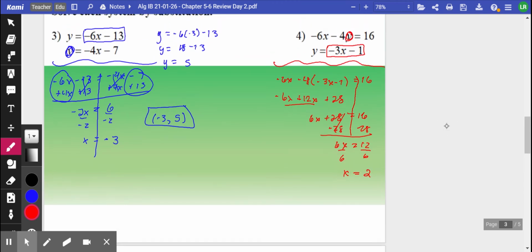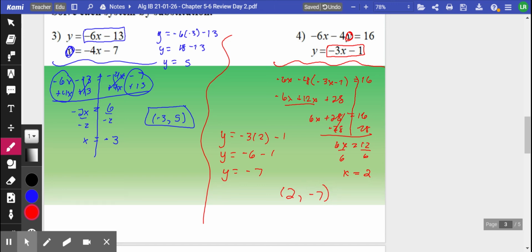Now, when I plug this back in, I want to make sure I use the solved one. Remember, it technically doesn't matter as long as you put it in for an x, but the solved one's going to be the easier one to deal with. So I would have y equals negative 3 times 2 minus 1. Negative 3 times 2 is negative 6, and negative 6 minus 1 is negative 7. So I'd have 2 and negative 7. And let me just quickly double check here. Yep, that would work.